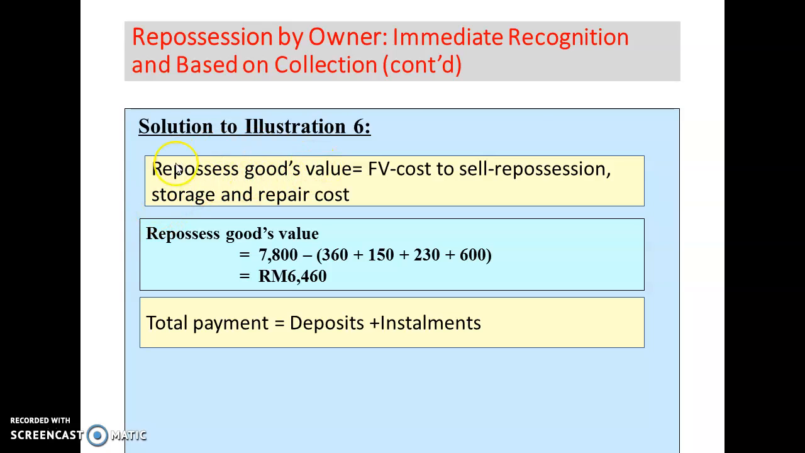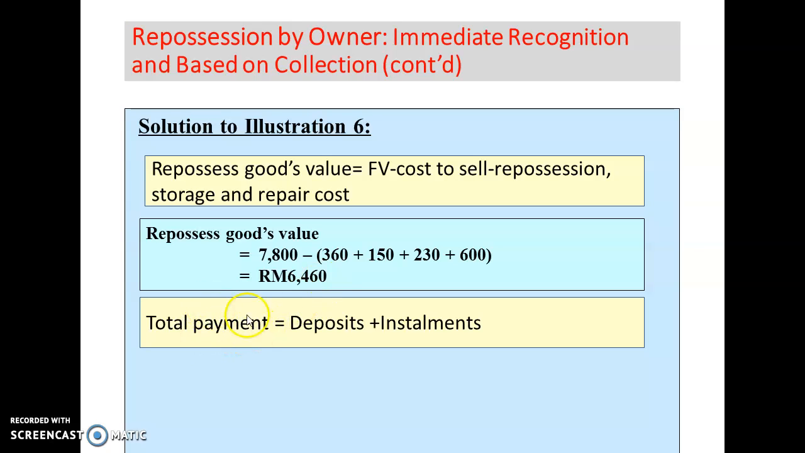Repossessed good value basically refers to the fair value of the asset on the repossession date, which is this one, 7,800, minus cost to sell. So we're going to deduct cost to sell of 600, then minus any repossession, storage and repair cost. Everything will be deducted from the asset's value. So the repossessed good value is 6,460.